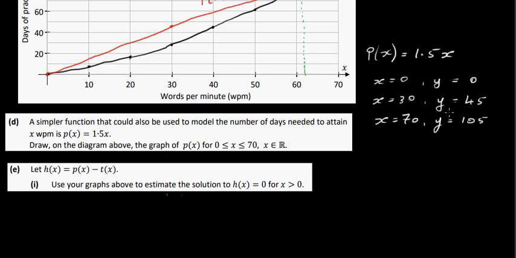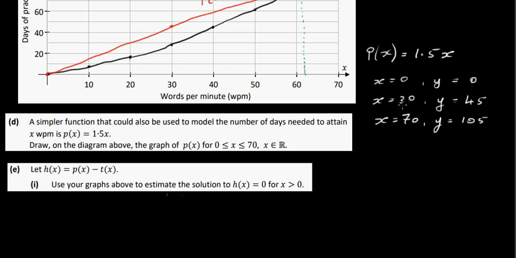So I've calculated 3 points here for p of x. Now I've calculated 0, x is equal to 0, and found y is equal to 0. So 1.5 times 0 is 0. I've used x is equal to 30, which is here.